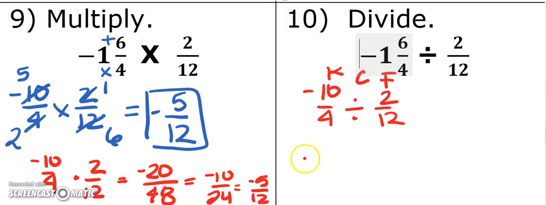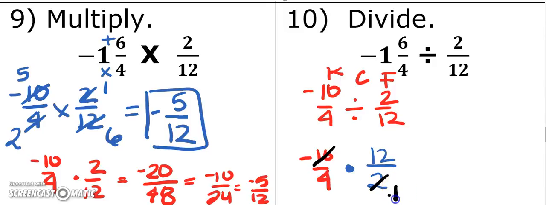I'm going to keep this the same. I have negative 10 fourths. I'm going to change this from dividing to multiplying, and I'm going to flip this fraction. So instead of 2 over 12, I have 12 over 2, the reciprocal. And then from there, everything's exactly the same as when we multiplied. We're going to see if we can cross-cancel. Okay, well, I can cross-cancel 10 and 2. I can divide them both by 2.